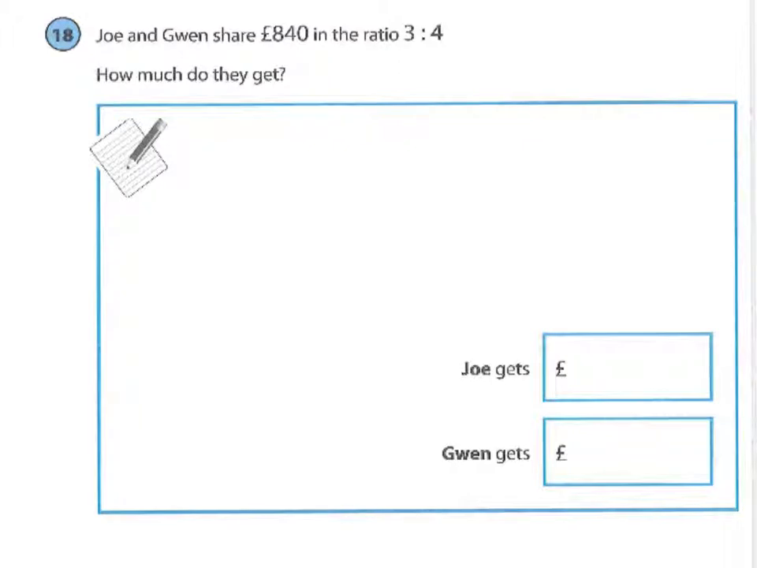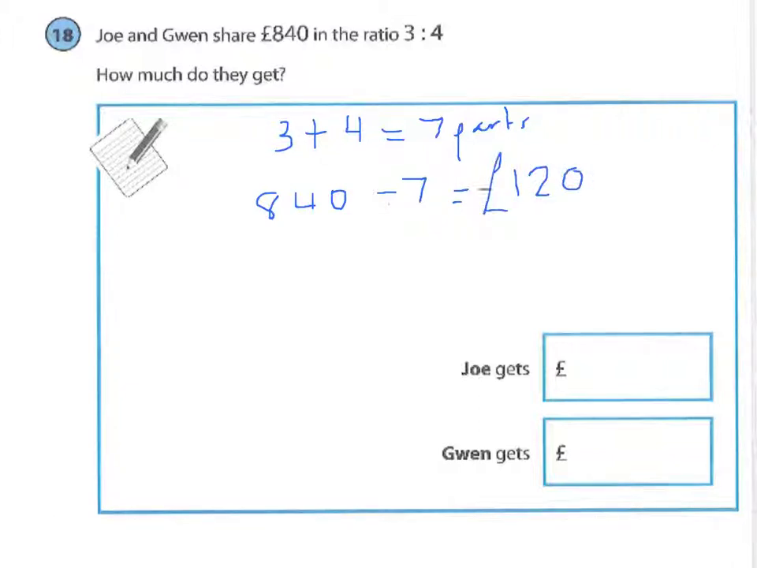Question 18. Joe and Gwen share £840 in the ratio 3 to 4. How much do they each get? Well, the first step in a ratio division question is to add up the numbers from the ratio, which gives us the fact that there are 7 parts to this ratio. Next, we would divide the money between those 7 parts. Now, how many 7s are in 84? It's 12, and we add the 0, so that means each part is worth £120.